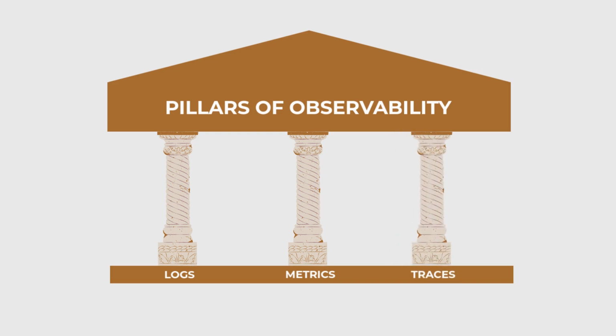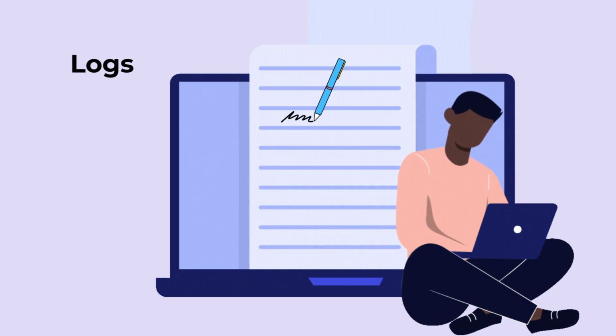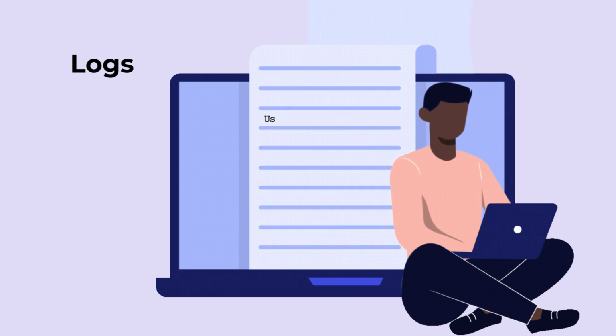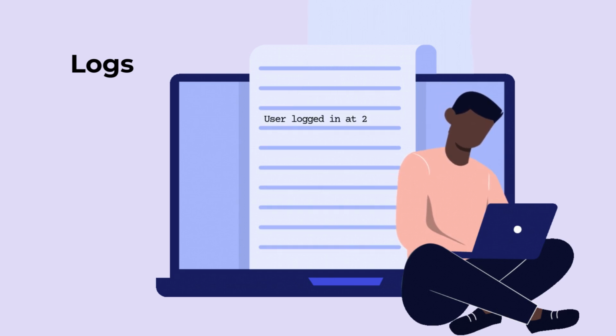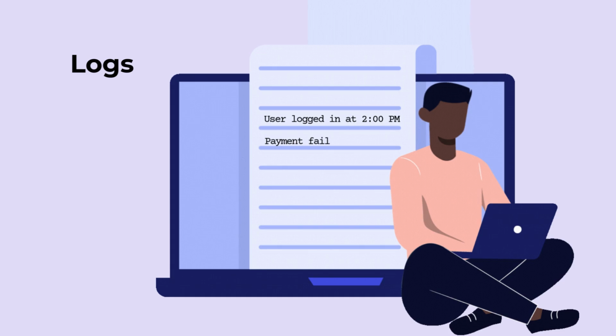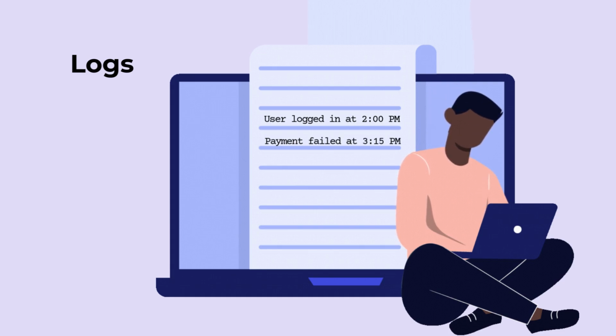Observability works through three main types of data or signals, often called the three pillars of observability. They're logs, metrics, and traces. First, logs. These are like diary entries that record everything the system does. User logged in at 2 p.m. or payment failed at 3:15 p.m. They tell you the story of what happened.